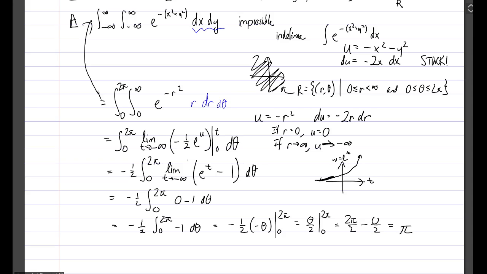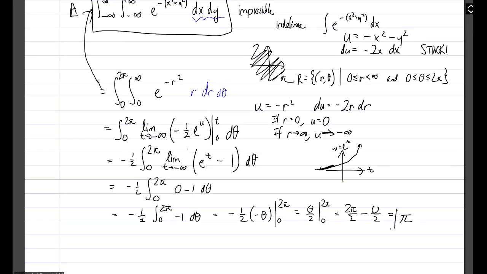Whoa! That was unexpected, I think, right? But here's the thing. Let's go back. We actually computed this integral that seemed impossible, and it really is if you just stick in xy coordinates. But by converting this into a double integral in polar coordinates, we got that this is actually equal to pi. So here's what I'd like to do. Pi is equal to that integral boxed up here.